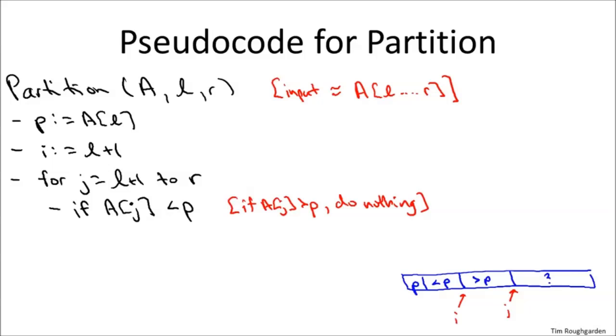So let me just put as a comment, if the new element is bigger than the pivot, we do nothing. Of course, at the end of the for loop, the value of J will get incremented. That's the only thing that changes from iteration to iteration when we're sucking up new elements that happen to be bigger than P. So what did we do in the example when we suck up a new element less than P? Well, we have to do 2 things.